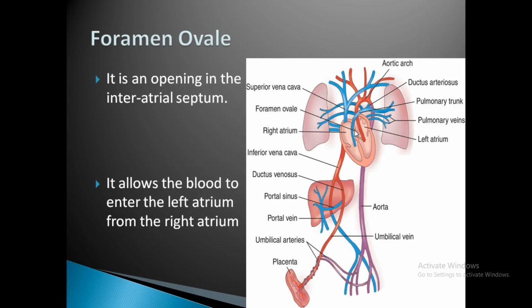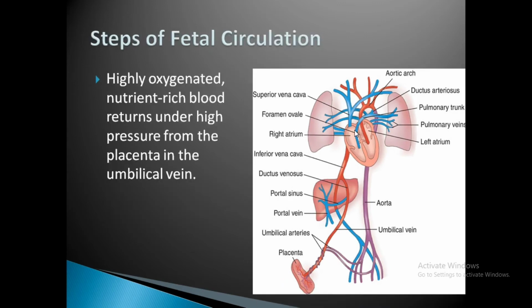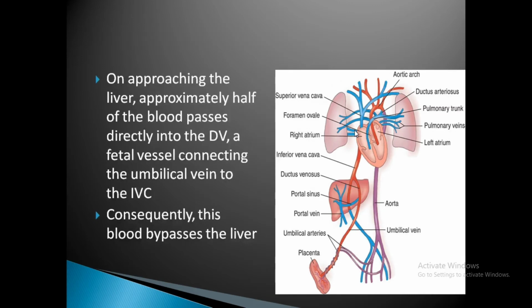Now, what are the steps of fetal circulation? More or less, you know the sequence. Just to have a review regarding these steps, now we are going to organize these things. First of all, highly oxygenated nutrient-rich blood returns under high pressure from the placenta in the umbilical vein. You all know that high pressure oxygenated blood comes into the umbilical vein from the placenta. Then on approaching the liver, half of the blood passes directly into the ductus venosus, a fetal vessel connecting the umbilical vein to the inferior vena cava. Consequently, this blood bypasses the liver.